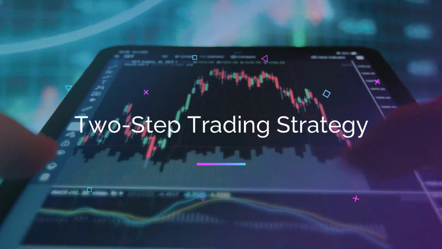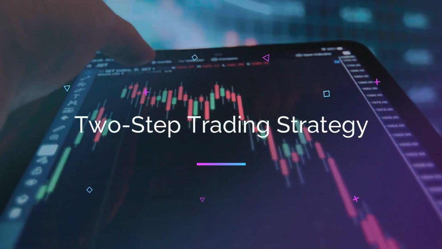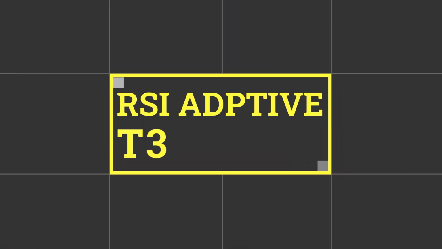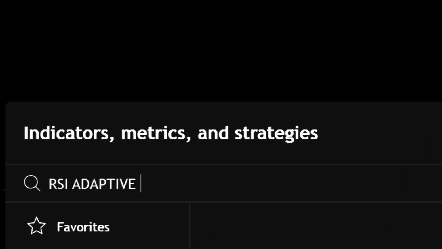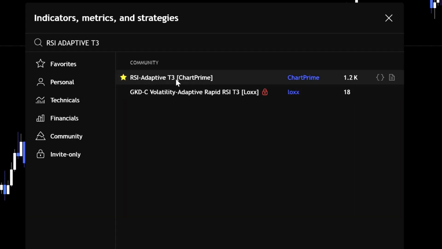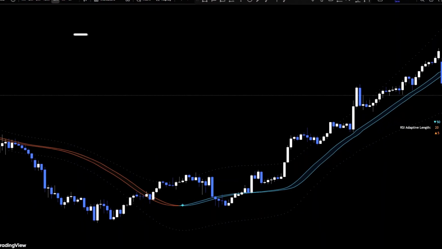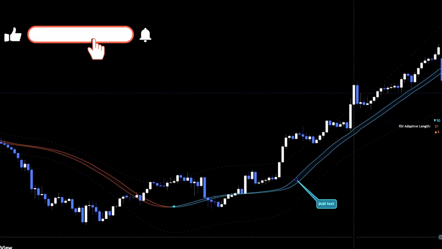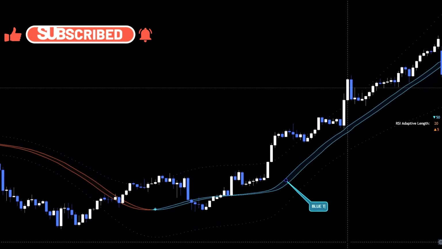By the end of this video, you'll have a complete two-step system to help you find much stronger, more reliable trades. Alright, so here's our main chart. The first tool we're using is called the RSI-Adaptive T3. All you need to know is that it helps us spot the trend and find our potential entries. It gives us this main line here on the chart. It's pretty simple actually. When this line is below, we're in an uptrend and we should be thinking about buying.